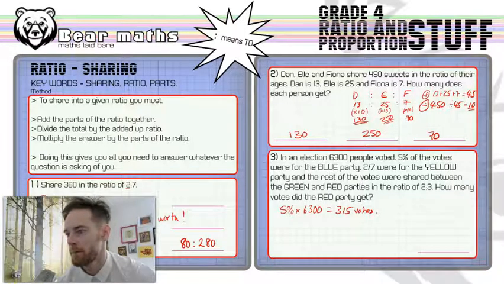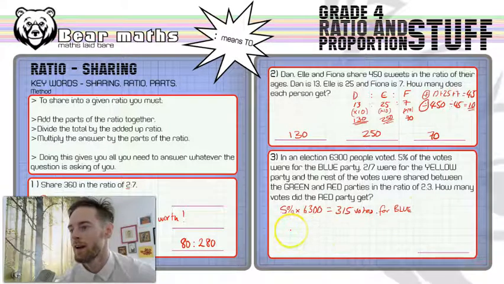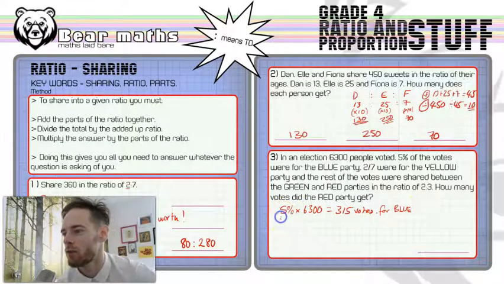So 5% of 6,300 is 315 votes. That's what the blue party got. I'm going to put it down for blue. Normally I love the colour blue, but not in this instance. Right, the next one is 2/7. 2/7 of 6,300, of the total amount of votes.